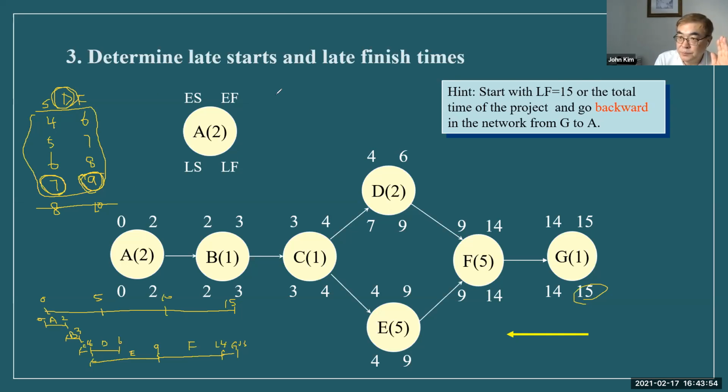Among them, there is an early start and early finish time for D, and a late start and late finish time for D. But the others are the same: 0, 0, 2, 2, 2, 2, 3, and so on like that. Okay. So we call them early start, early finish, late start, late finish because of this.